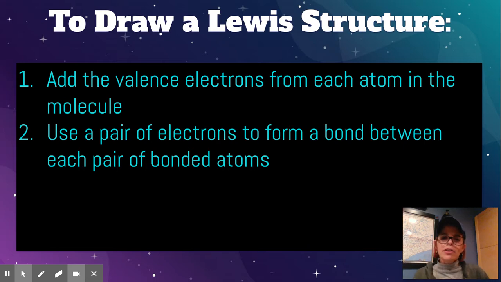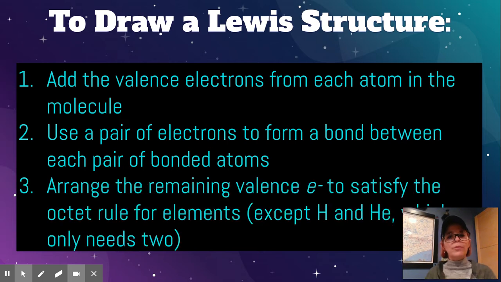Use a pair of electrons to form a bond between each pair of bonded atoms. So I'm going to have an oxygen and 2 hydrogens, and I know a pair of electrons is going to go between the oxygen and the hydrogen and the other hydrogen and oxygen. And then you arrange the remaining valence electrons to satisfy the octet rule, except hydrogen and helium, which only need 2.